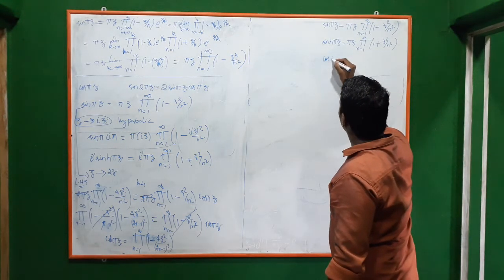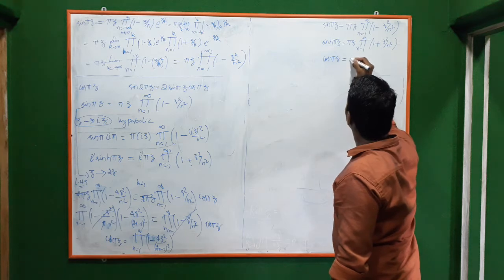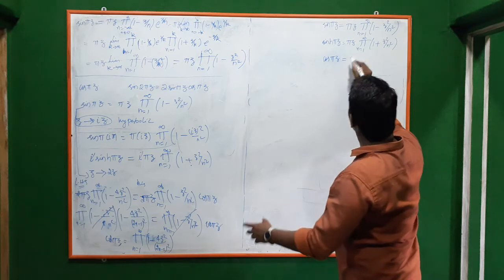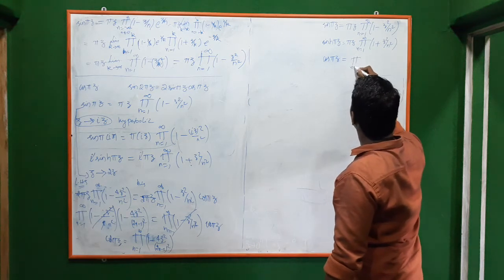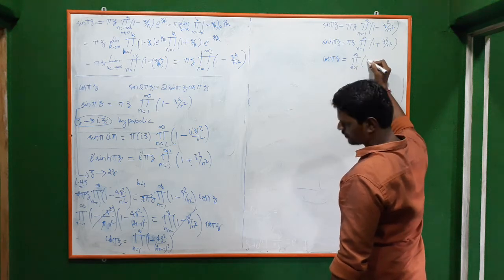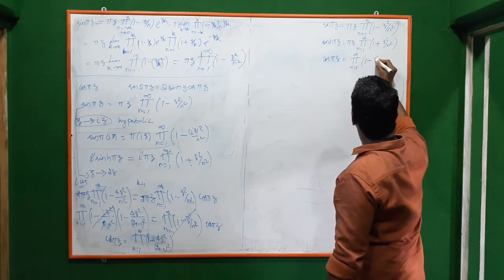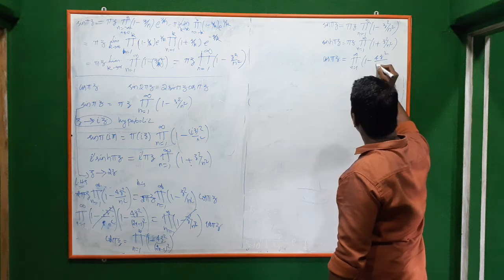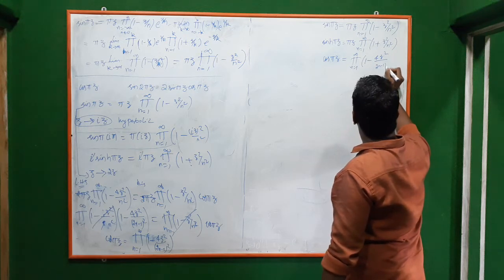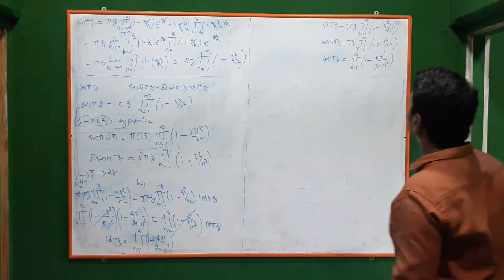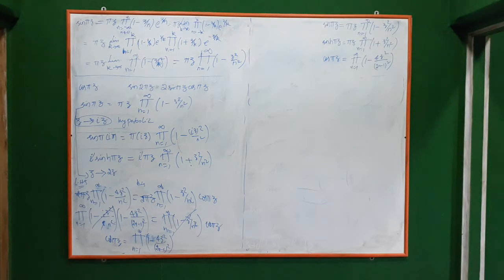So cos pi z is the product over n from 1 to infinity of 1 minus 4z square by 2n minus 1 the whole square. Okay, this is for cos pi z. Similarly, cos hyperbolic pi z also you can find.